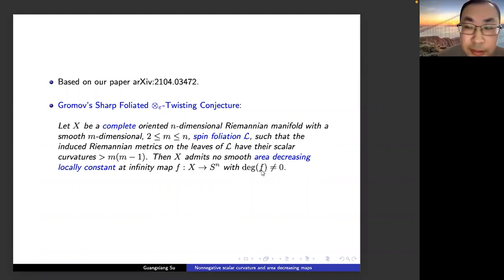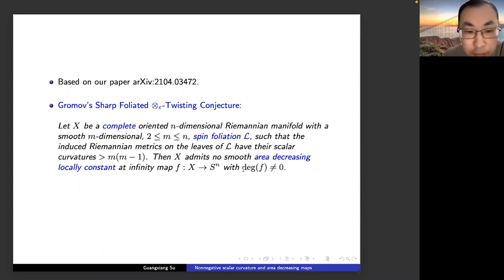Please continue. Okay. My talk is based on this paper, and the motivation of our paper is to study Gromov's subfoliated epsilon twisting conjecture. It says: let X be a complete oriented n-dimensional Riemannian manifold with an m-dimensional spin foliation, such that the induced Riemannian metrics on the leaves of F have scalar curvature greater than m times (m minus 1). Then X admits no smooth area-decreasing map, locally constant at infinity, from X to S^n with nonzero degree.